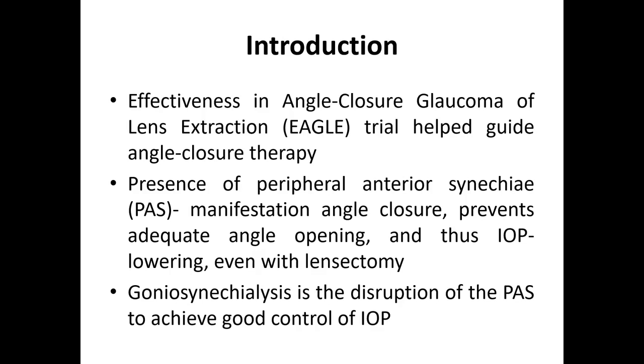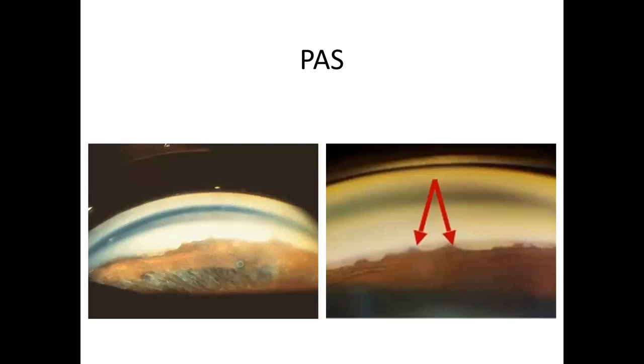So we have to do a touch bit more alongside cataract surgery to open up the angle. And that's where goniosynechialysis, or GSL for short, comes into place. That is a physical disruption of PAS, where we physically open the angle to lower the pressure. As you can see, there's PAS in both of these slides.